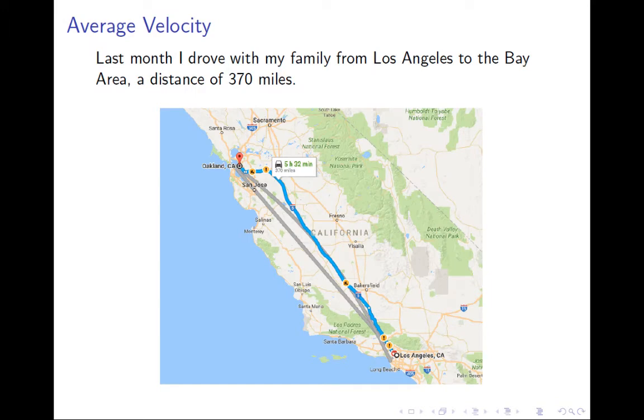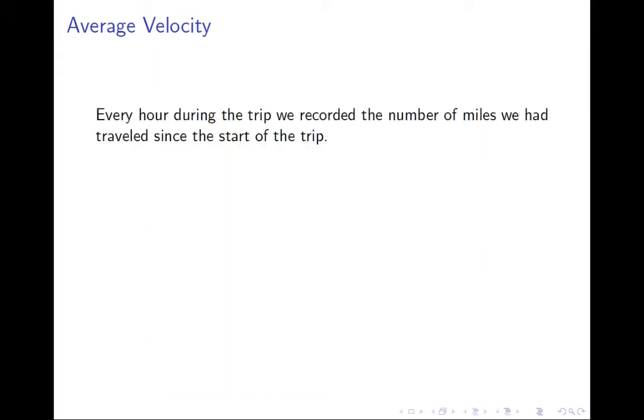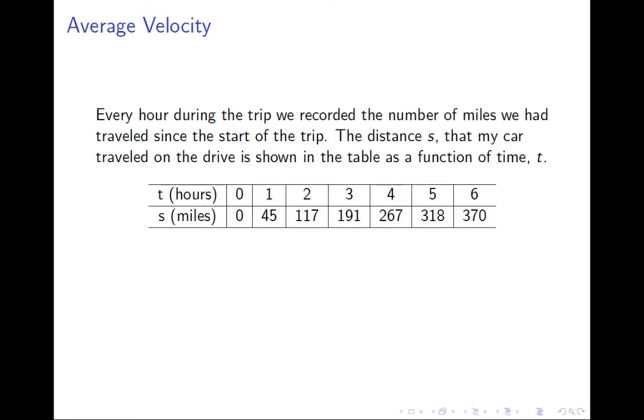So let's start with a story. Last month, I drove with my family from the Los Angeles area to the Bay Area. This is a distance of about 370 miles, as you can see here on the map. Every hour during the trip, we recorded the number of miles we had traveled since the start of the trip.